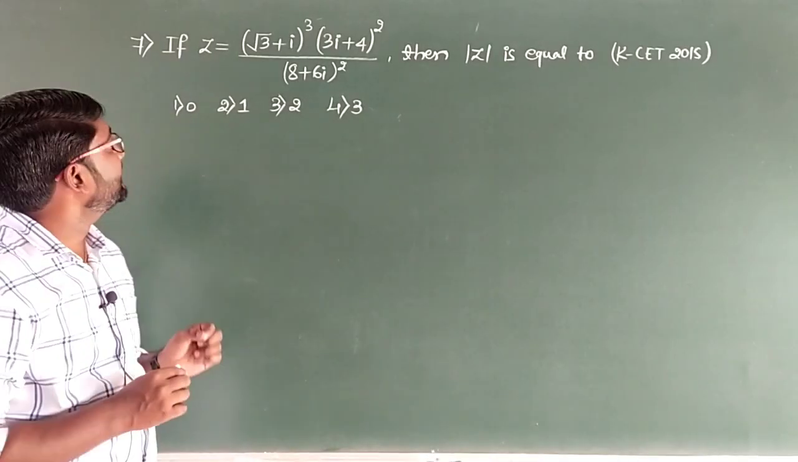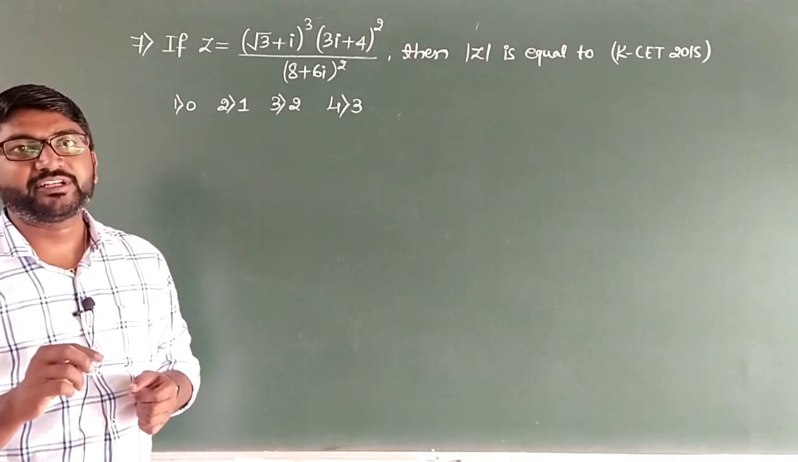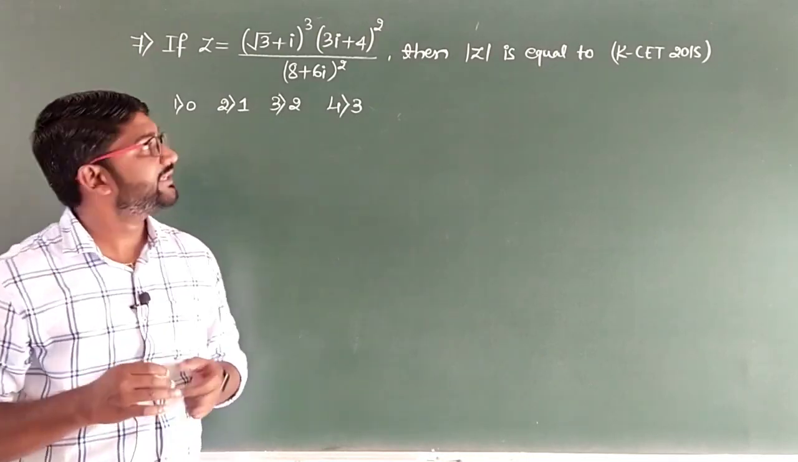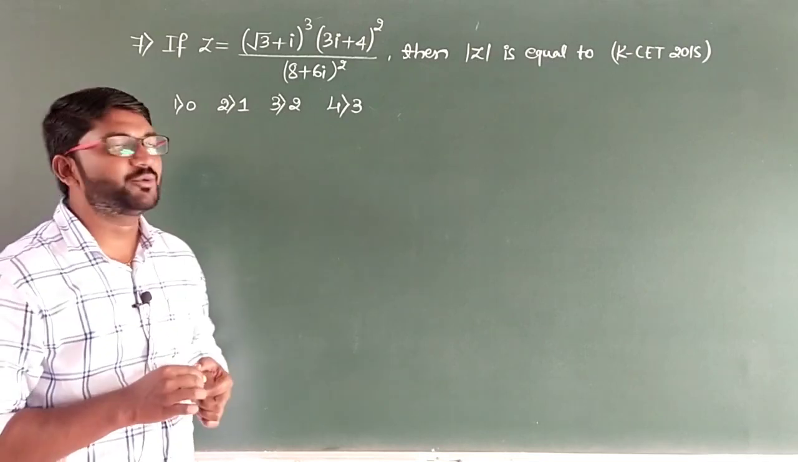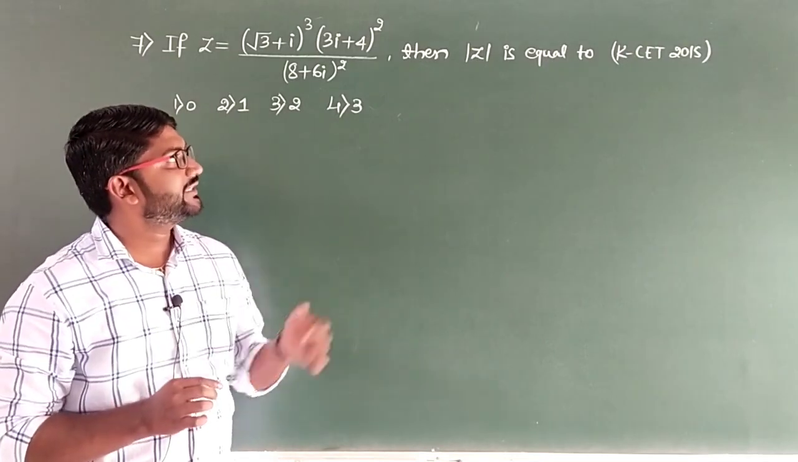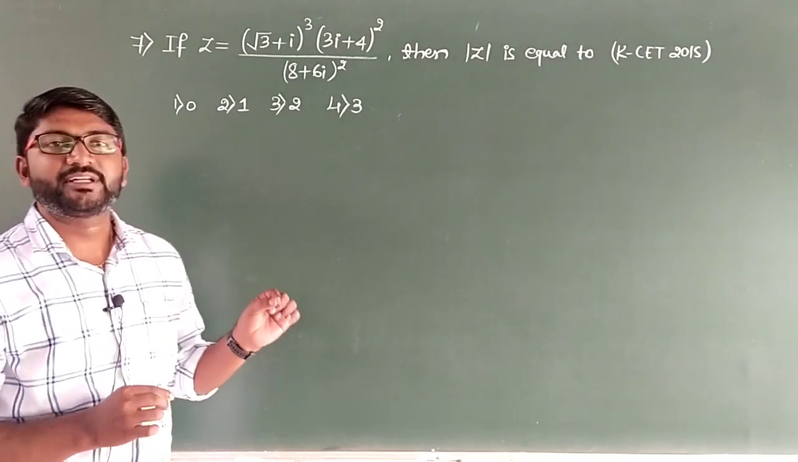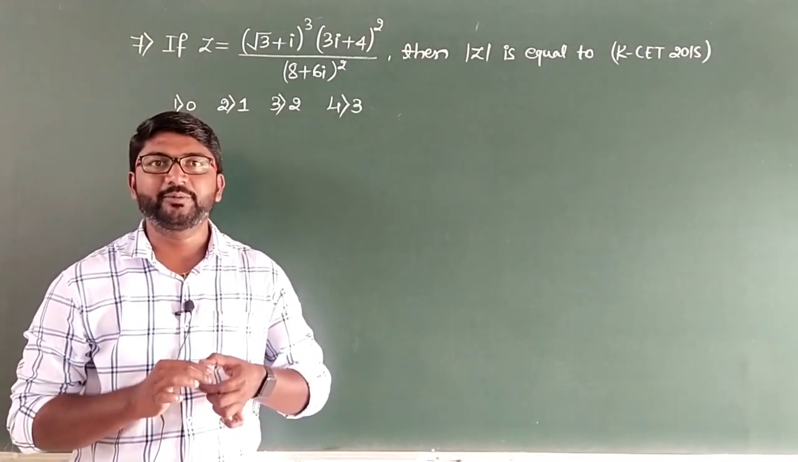Well, question number 7. If z is equal to root 3 plus i the whole cube into 3i plus 4 the whole square divided by 8 plus 6i the whole square, then mod z is equal to, and the 4 options are 0, 1, 2, 3. This was asked in Karnataka CET 2015.